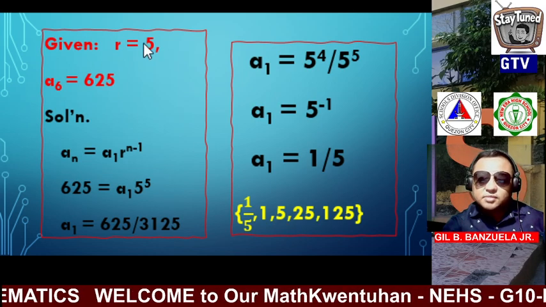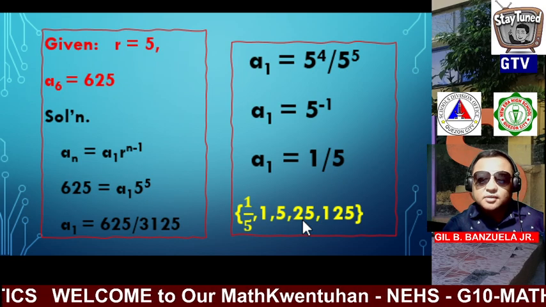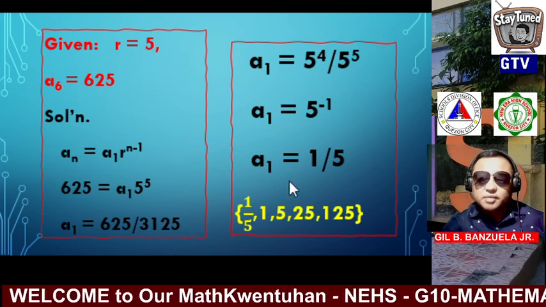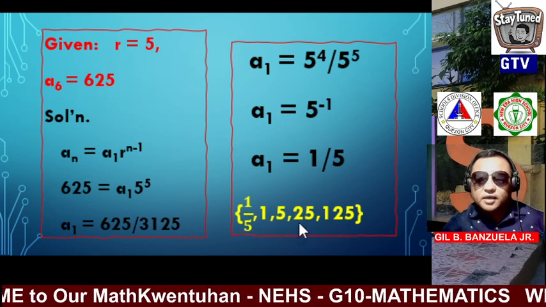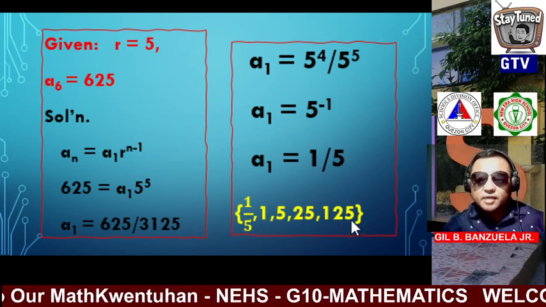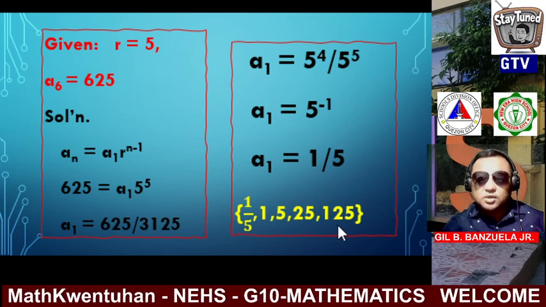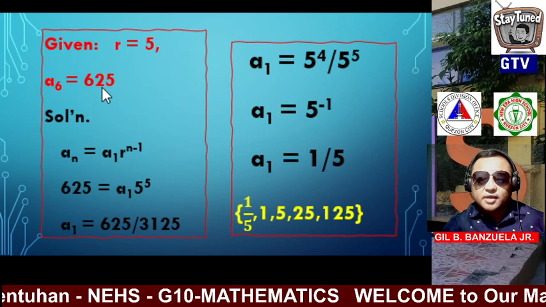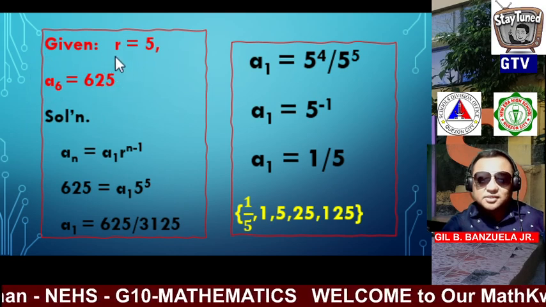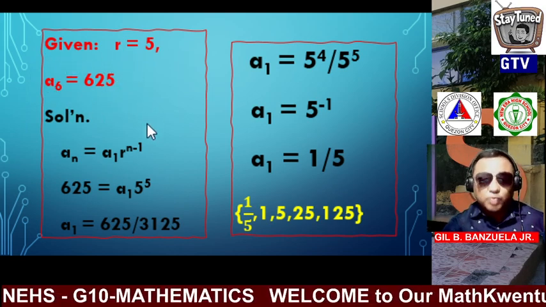Then, 5 times 5, that is 25. Then, 25 times 5, that is 125. And therefore, these are the first 5 terms of the sequence. Of course, 125 times 5 is 625. That's why our sixth term is 625.